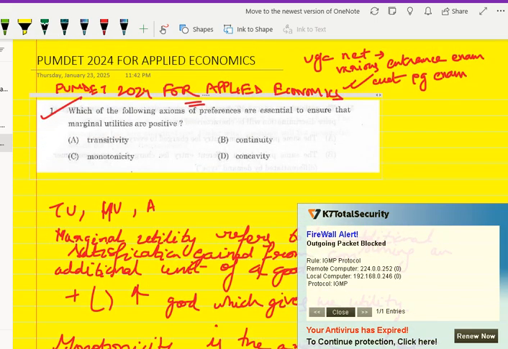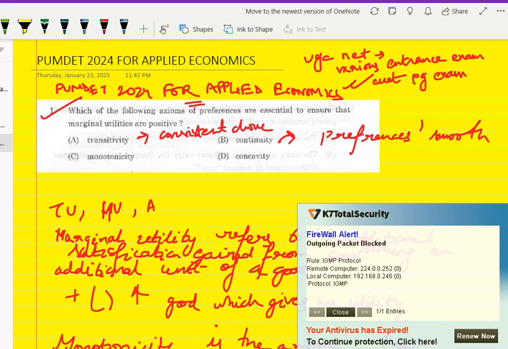The other options are transitivity, continuity and concavity. Transitivity means consistent choice, which we have learnt. Continuity means preferences are smooth. And concavity deals with diminishing marginal utility. So here your answer will be monotonicity.